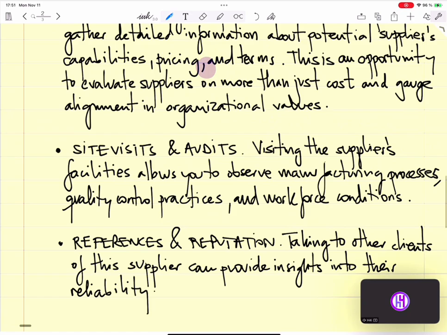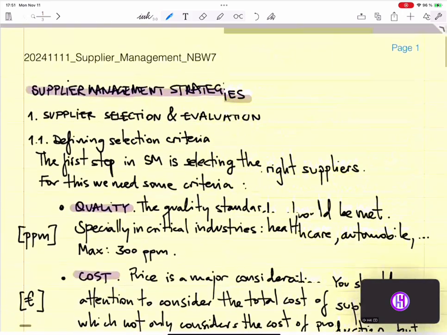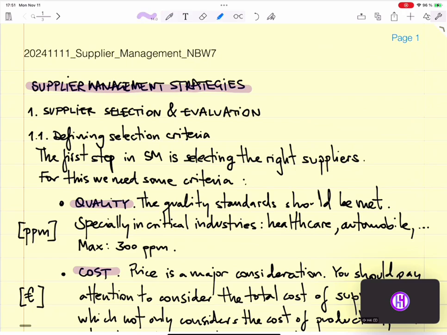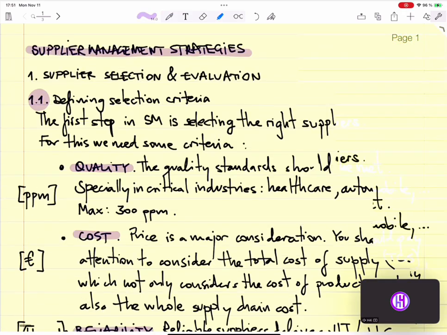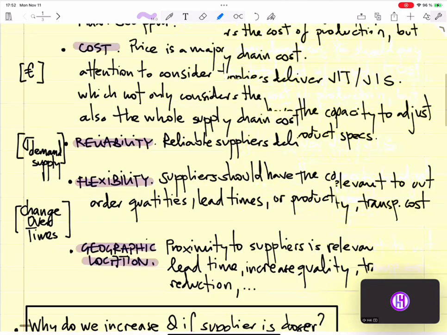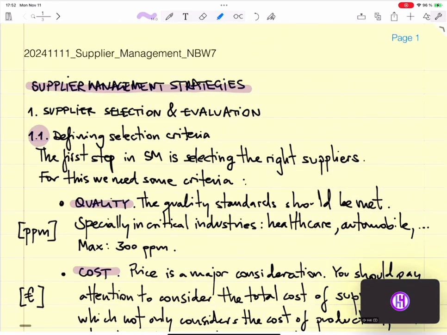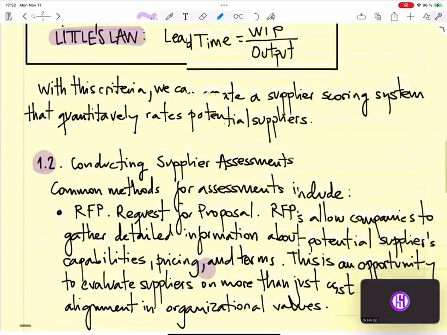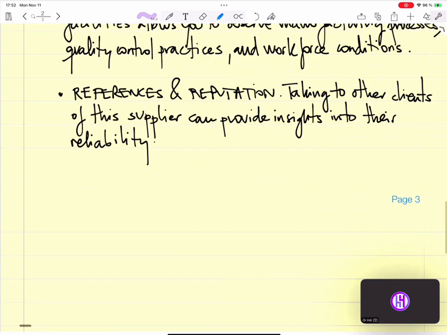All right, so any questions on these two points? Supplier selection and evaluation, defining selection criteria and conducting supplier assessment. So I can go in the exam and say, hey, talk about supplier selection and evaluation. So you need to drop me this point 1112, okay? Pretty straightforward, I guess. I'm trying to put it as structured as possible so that you can handle it correctly.